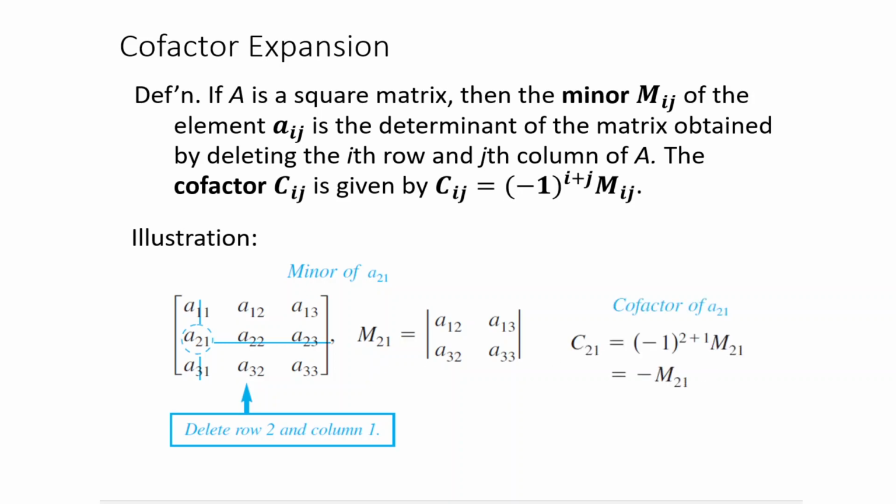And the corresponding cofactor C sub 21 is equal to -1 raised to 2 plus 1. So this is the i and the j. And then times the minor M sub 21. Since this is 3, which is odd, then -1 raised to 3 equals -1. So we have here C sub 21 is equal to the negative of the minor M sub 21.